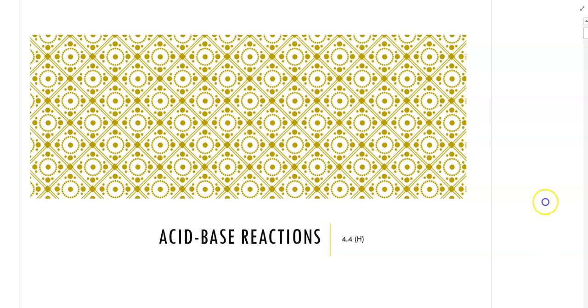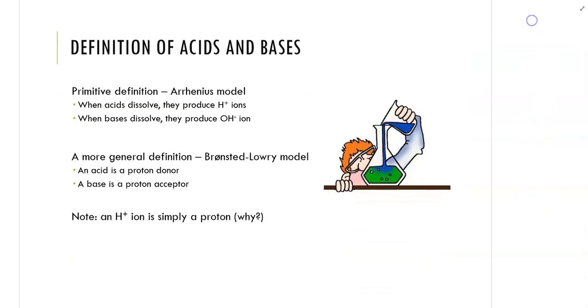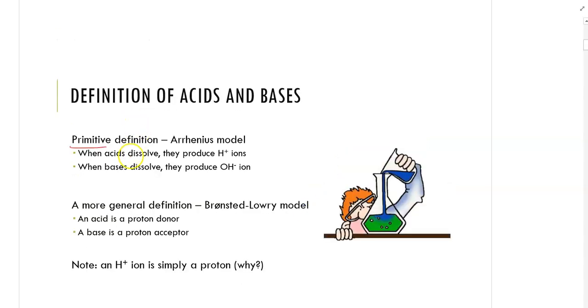Let's look at some of the finer details of acid-base reactions. First of all, really quick definitions of what acids and bases are. The first one is probably the most familiar, and unfortunately the most primitive. It's called the Arrhenius model. This is the same Arrhenius who helped us figure things out about electrolytic behavior. But basically, when they're talking about acids and bases, they define them, first of all, by dissolving them.